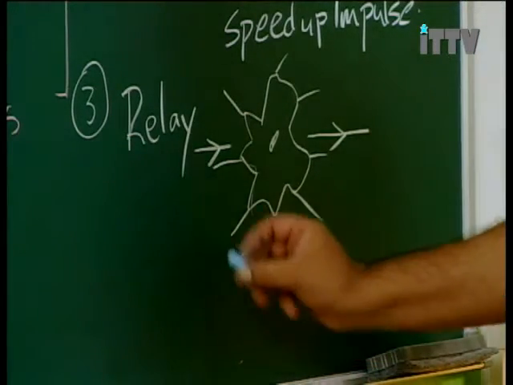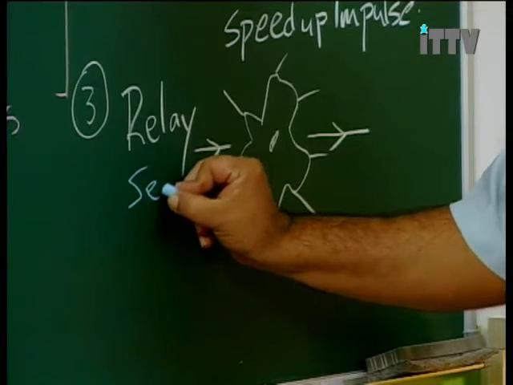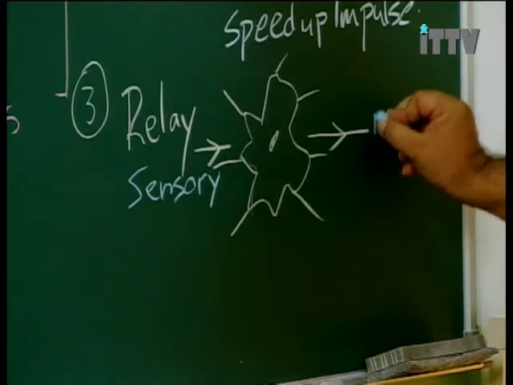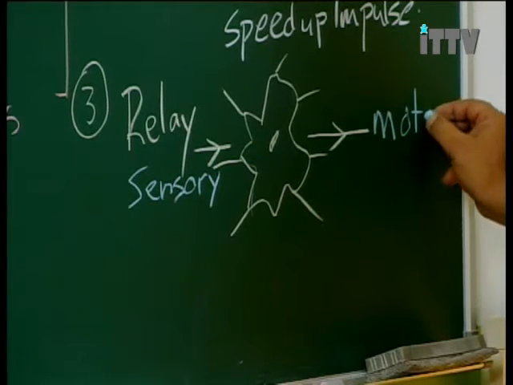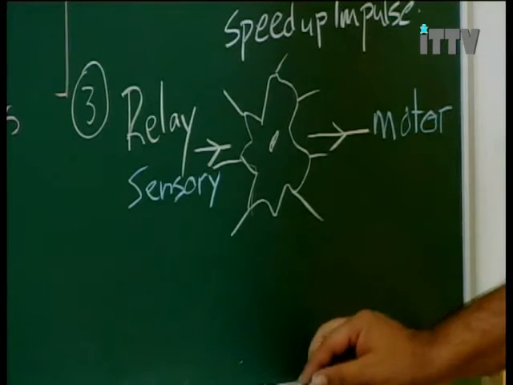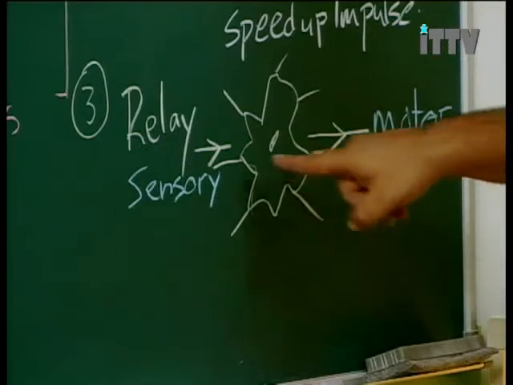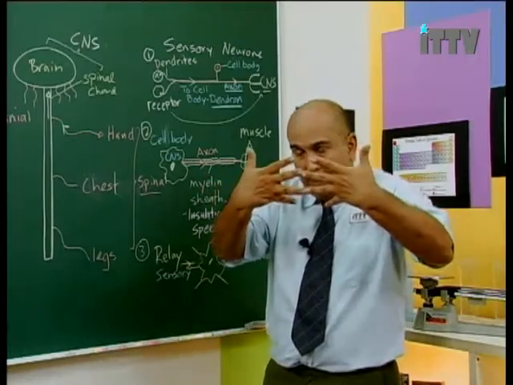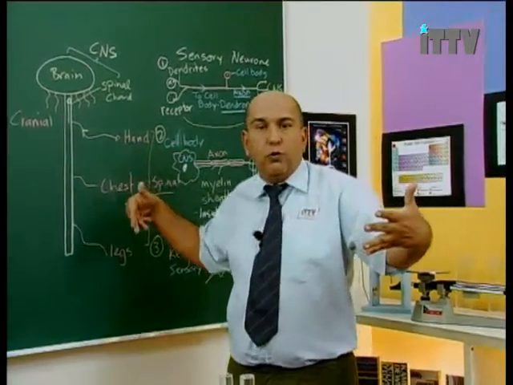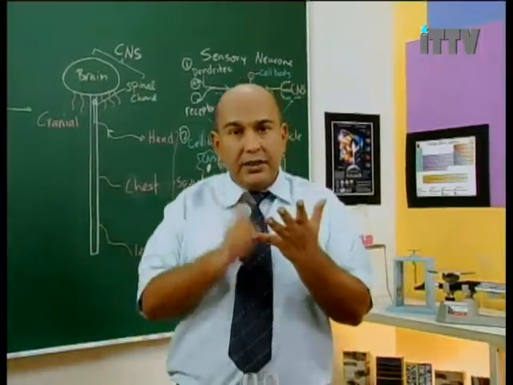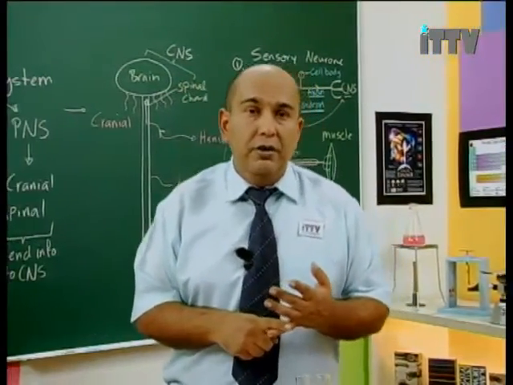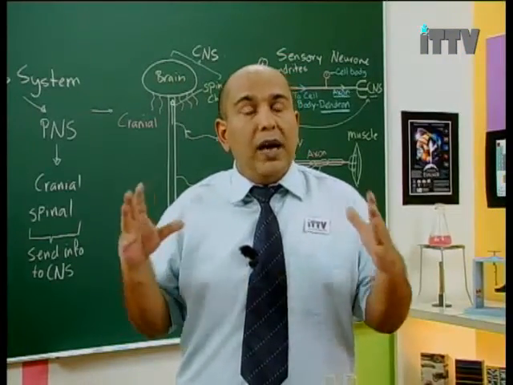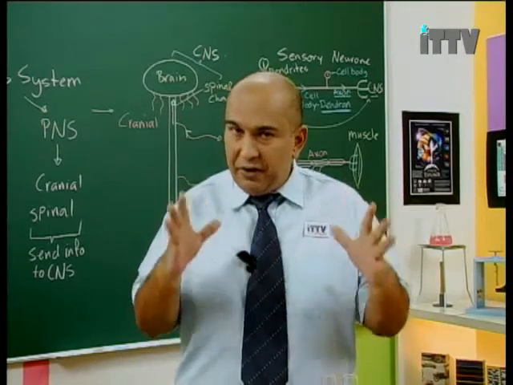What they basically do is connect sensory to motor. You come from the sensory into the relay, out to the motor. That's its main function, to connect these two together so that the impulse just goes whoop, like that. Okay, so remember the 3: sensory neuron, motor neuron, and relay neuron. Remember where they are sending impulses to. Remember where they are sending impulses from. Very, very important.